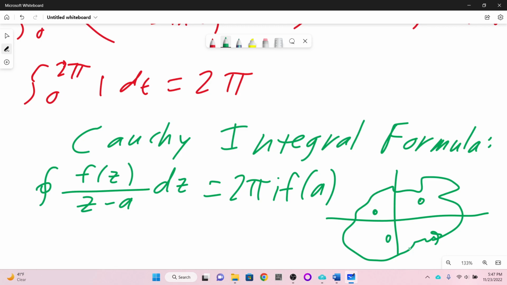So anyway, that was just a couple extra things that I wanted to touch on. And like I said, this is probably not going to show up on the homework or test, but I want to show it to you just in case.